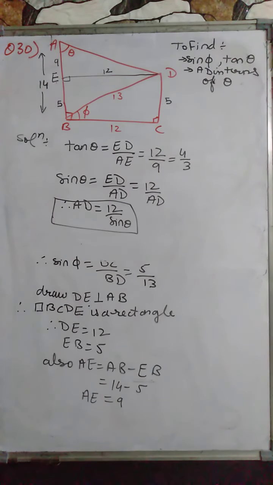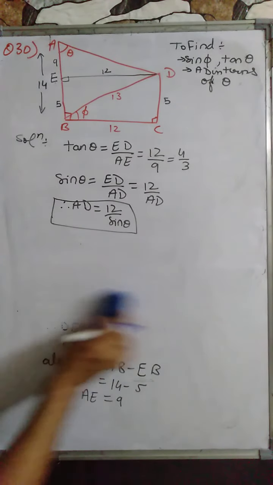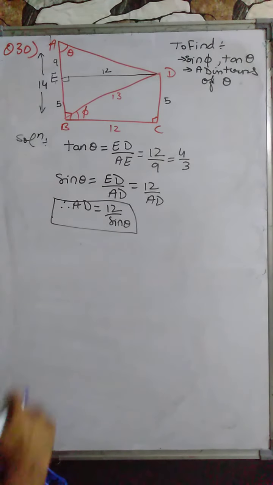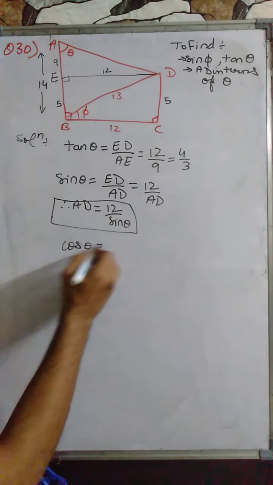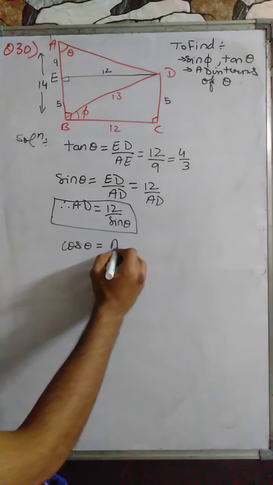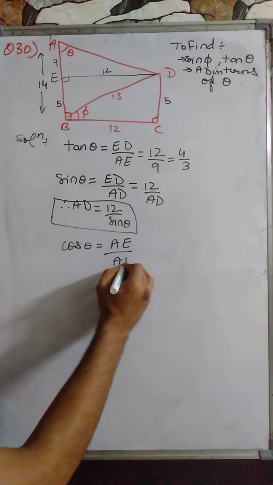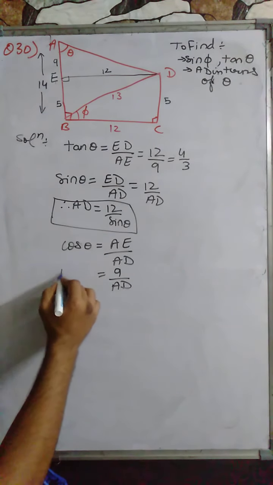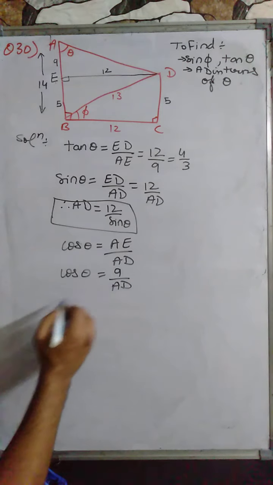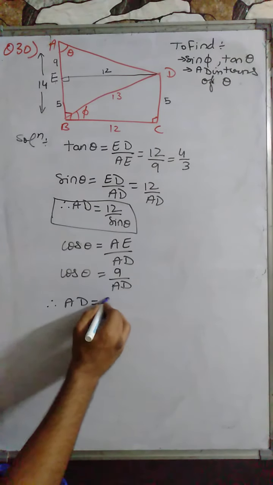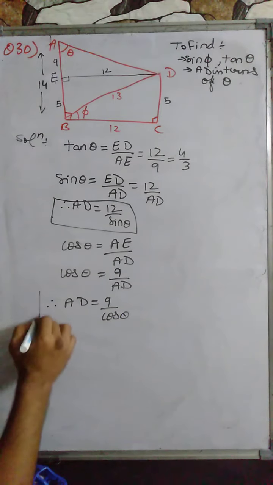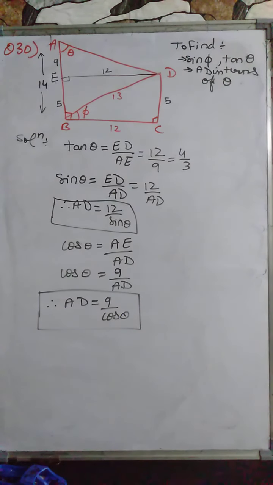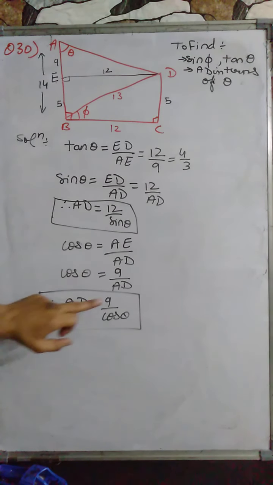The other value can be if I take cos theta. So what would be cos theta? Cos theta is base upon hypotenuse. Your base is AE and the hypotenuse is AD. The value of AE is 9, so 9 by AD is equal to cos theta. Rearranging the terms, AD is equal to 9 by cos theta. This can be the other value of AD in terms of theta. So AD can have the value either 12 by sine theta or 9 by cos theta.